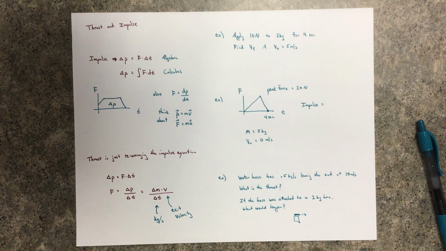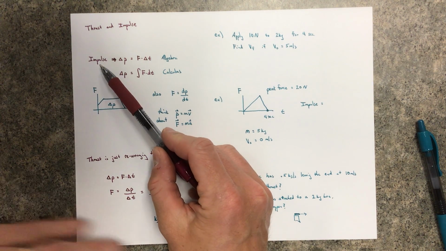Let's take a look at thrust and impulse. This is maybe the third piece in the momentum unit. Impulse is a word we use for the change in momentum. It's usually when there's a force being applied over a time period and that object experiences an impulse, meaning a change in its momentum.